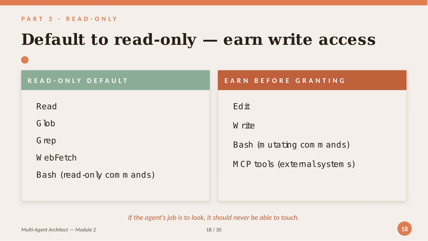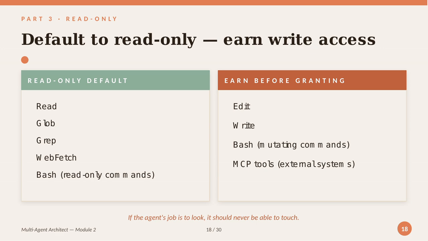The earned set. Four categories that should never appear in a tools list by default. Edit. Write. Bash with mutating commands like rm, git push, and npm install, anything that changes state on disk or in a remote system. And MCP tools, which can reach external systems, send messages, move money, post to Slack, file Jira tickets.